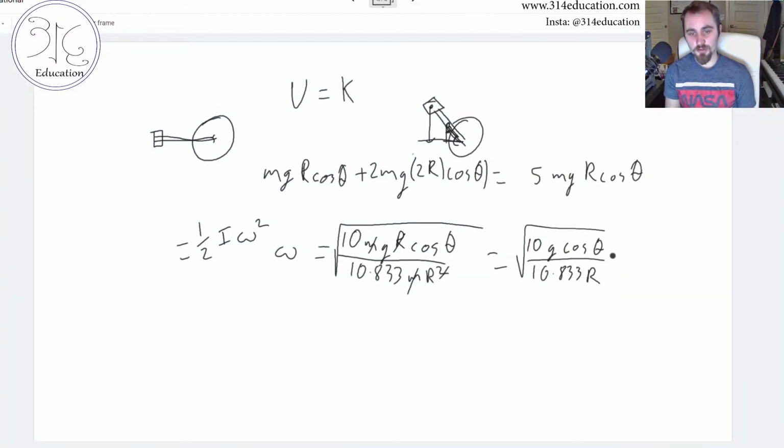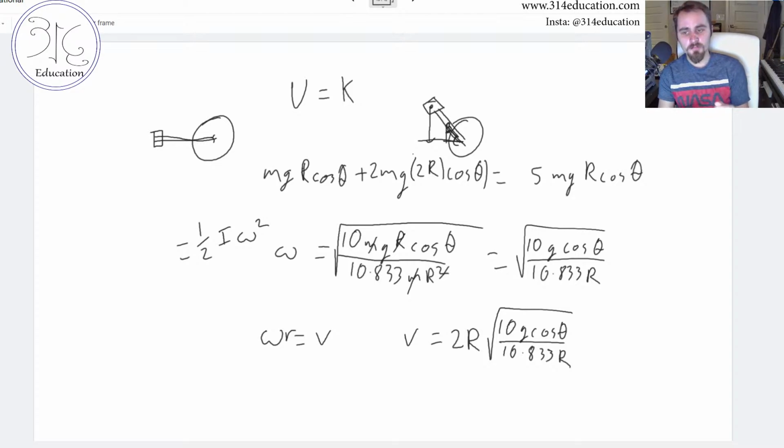But this is the angular velocity that everything is rotating at. So to get the speed of the mass on its own, it's actually quite easy. We just convert this omega into a velocity. And velocity is equal to omega times r. And our radius in this case is 2r, is where the mass is out. So our velocity is equal to 2r times our omega, which is 10g cosine theta over 10.833 r. Cool. Any questions on how we did that?